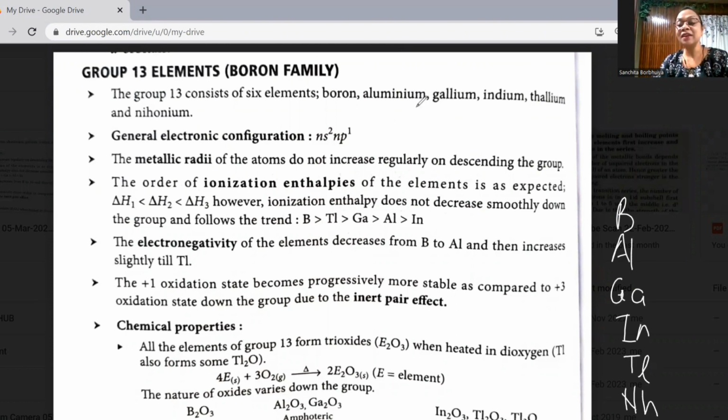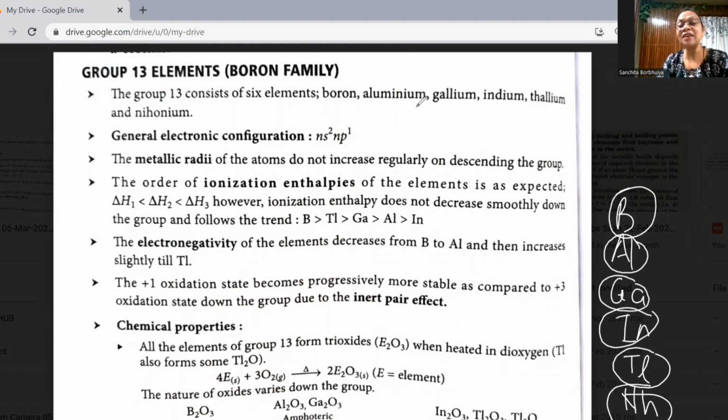So this is, see, no one likes to eat baingan. I bet a few people like to eat aloo, gajar, indium, thallium. So very few people like to eat baingan, aloo, gajar, in thela. Okay, so this is how we go about these elements.